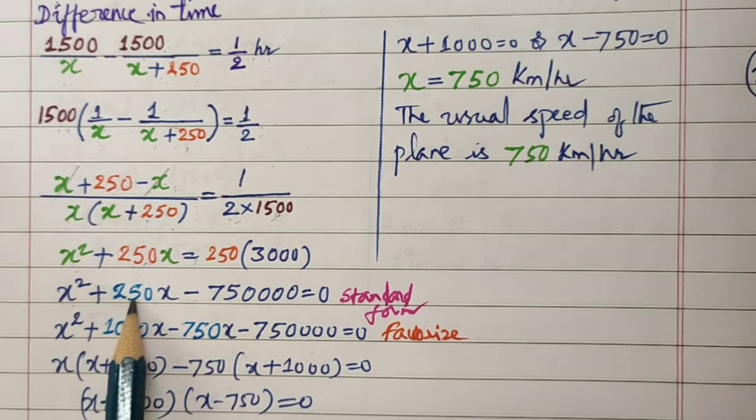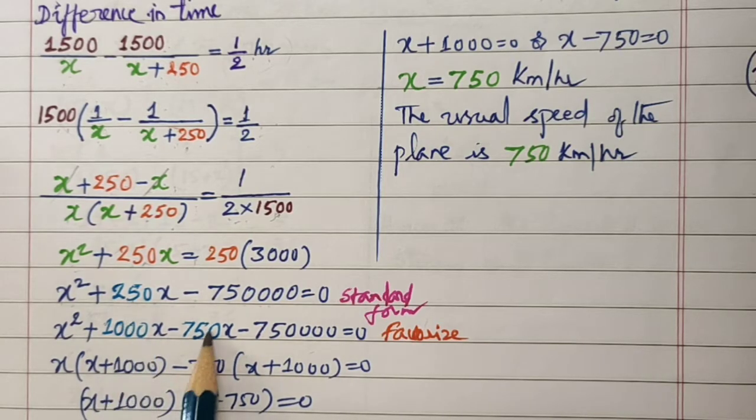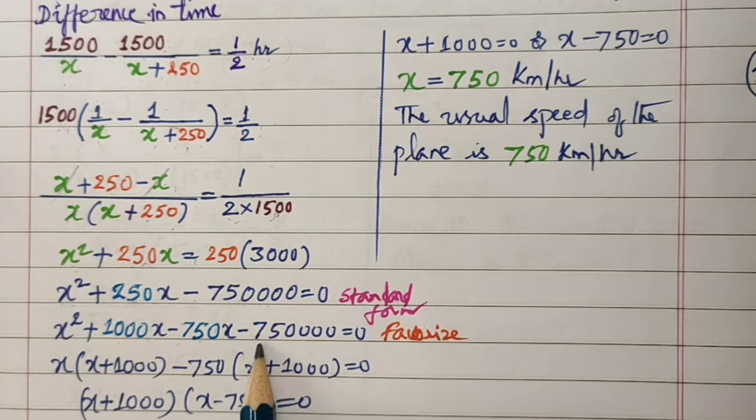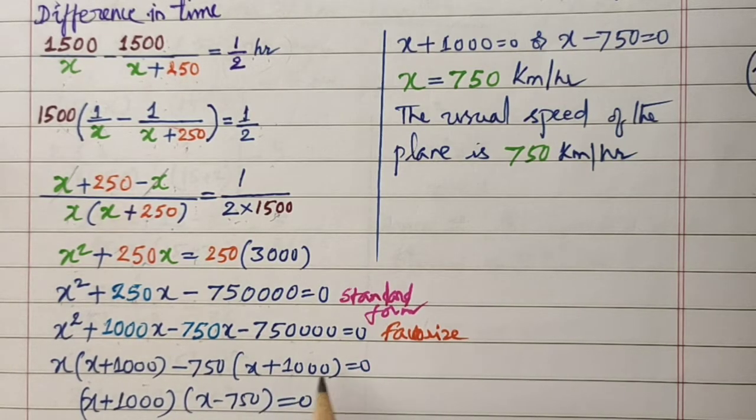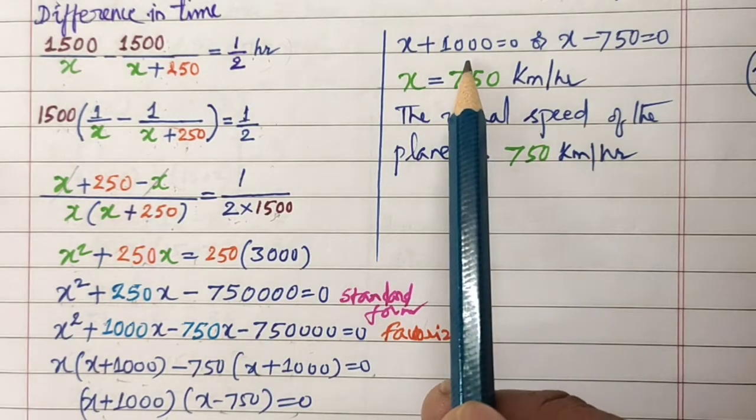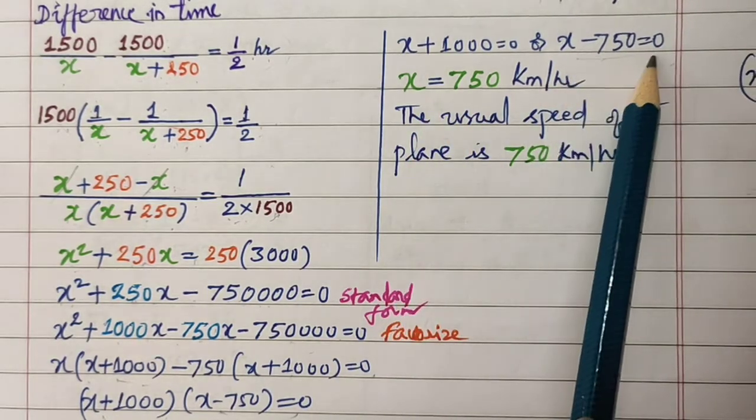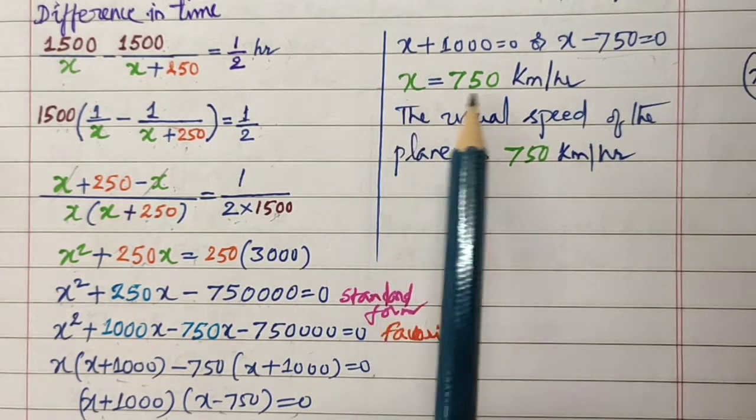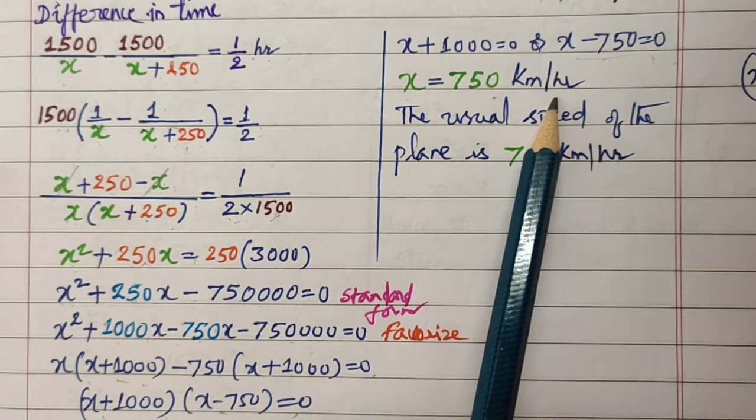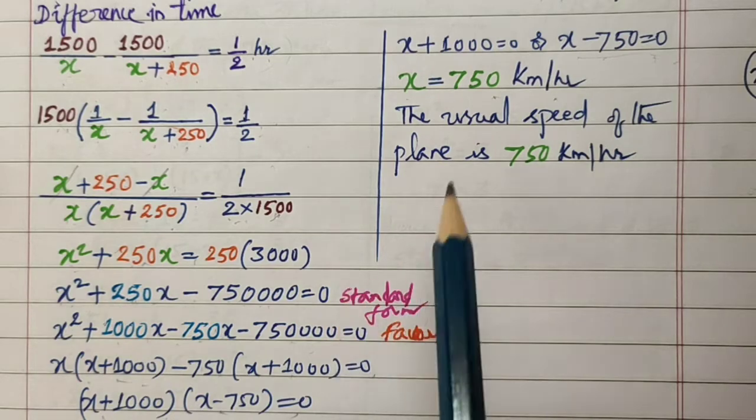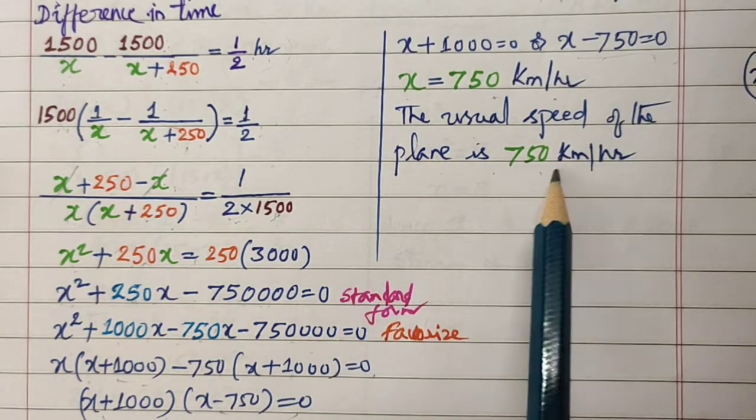To solve this, split the middle term into two parts, where when you add these two you get 250 and when you multiply you get this: x squared plus 1000x minus 750x minus 750000 is equal to 0. Take out x as common from the first two terms, x plus 1000, and minus 750 as common from the other two, x plus 1000. Take x plus 1000 as common, then x minus 750 is left out, equal to 0. So x plus 1000 is equal to 0 or x minus 750 is equal to 0. Taking x minus 750 is equal to 0, x is equal to 750 kilometers per hour. We are neglecting x equal to minus 1000 as the speed cannot be negative. The usual speed of the plane is 750 kilometers per hour.